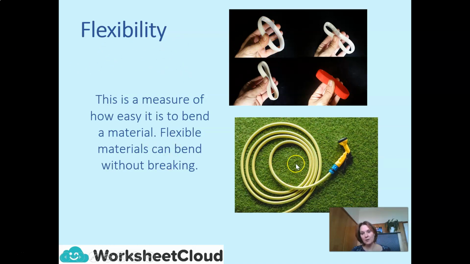Another object that we use in our everyday lives is a hose pipe. It's flexible. Imagine it was made out of metal. Would you be able to water the garden with a metal hose pipe? No, it has to be made out of rubber so that it is flexible, so you can move around and water all the different flower beds.